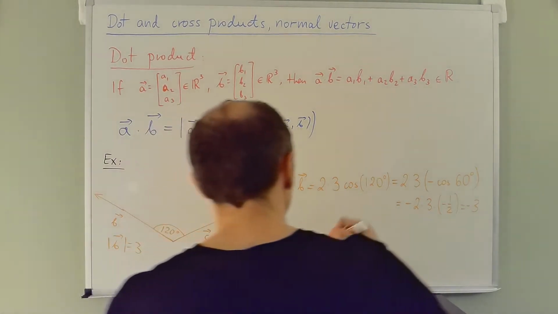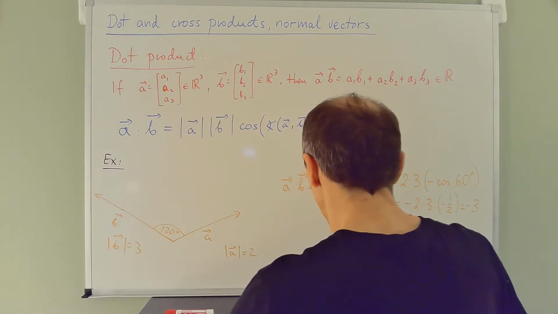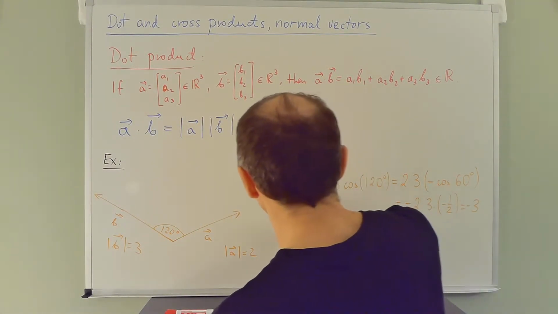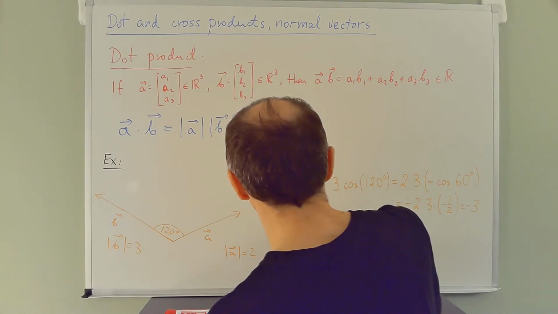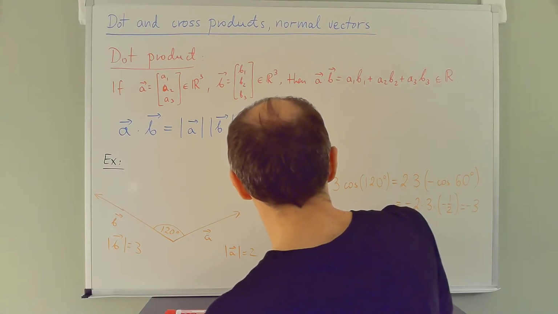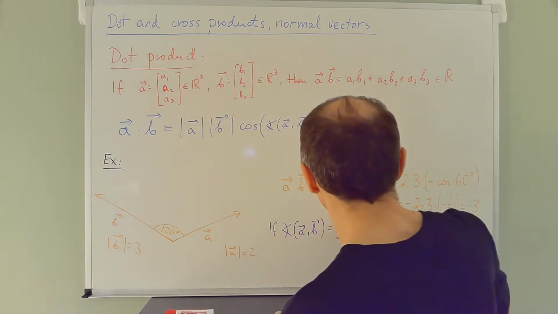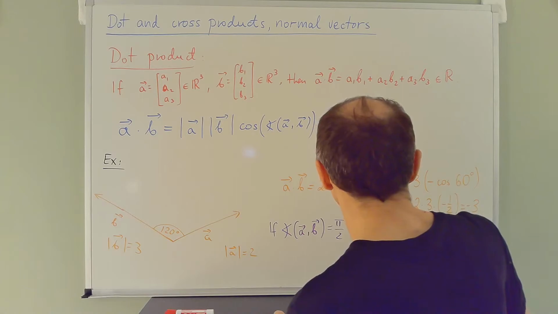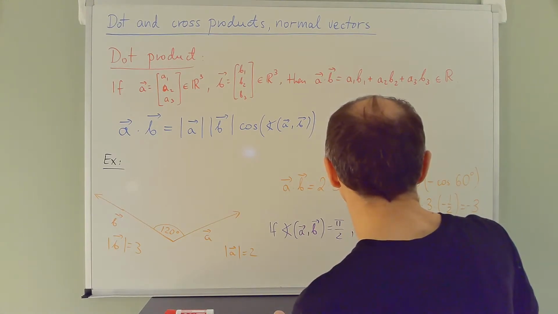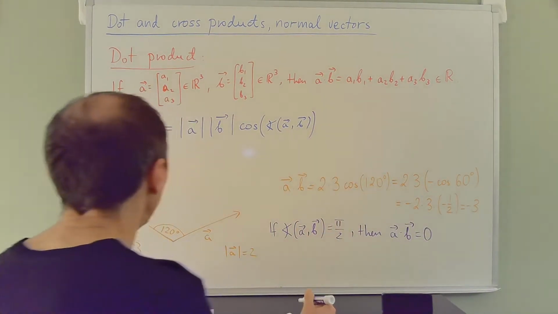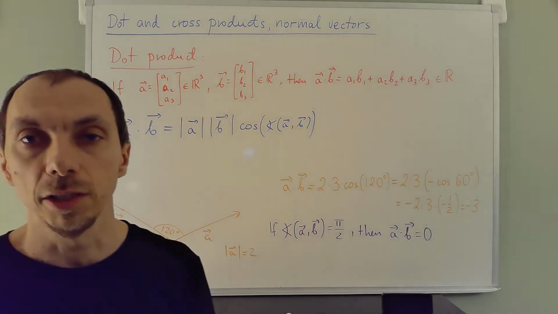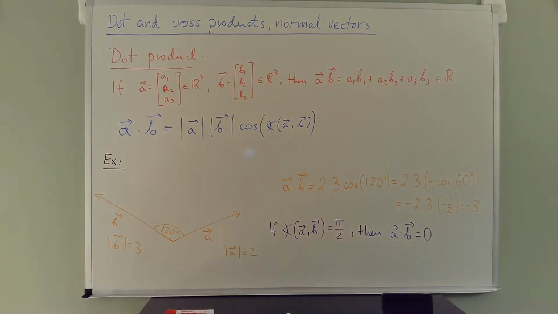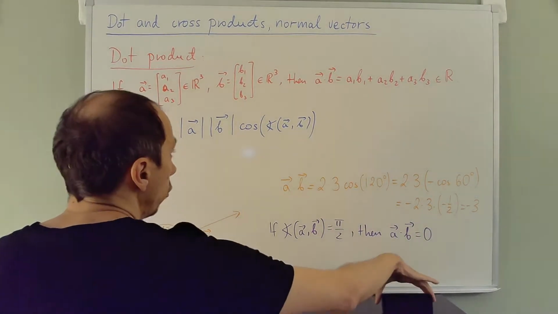One thing to notice is that if the vectors form a right angle, if the angle between A and B is right, then the dot product is 0, because you get cosine of 90 degrees here, and cosine of 90 degrees is 0. Let's move on to the cross product.